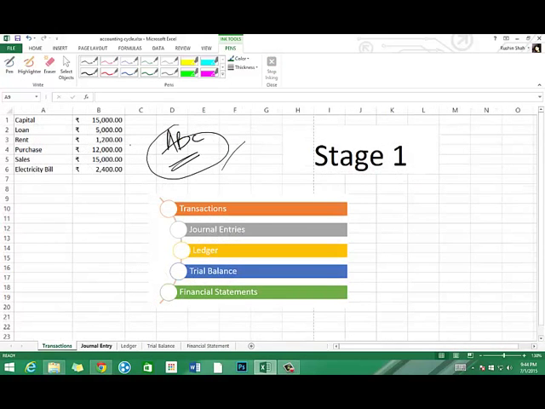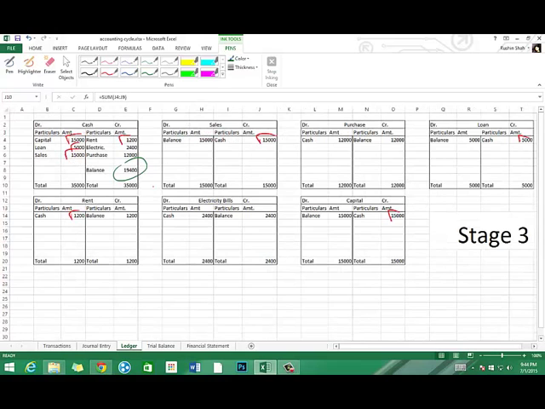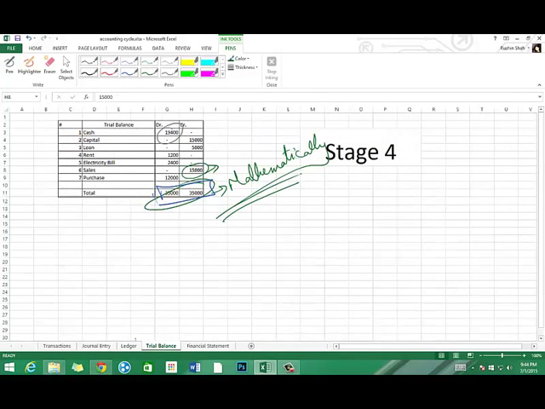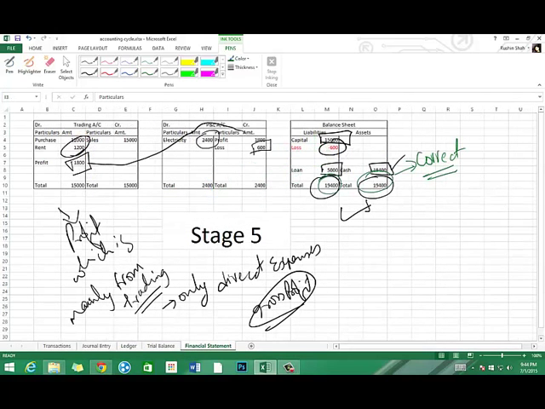So from the transaction stage we pass journal entries, and we create ledger accounts, and we transfer all those balances to the trial balance, and then we create financial statements. Hence I hope you have understood the whole accounting procedure. If you do not understand the core concepts, it's okay, you just need to understand the whole process and the flow of accounts. If you have understood the flow, you have done a great job.